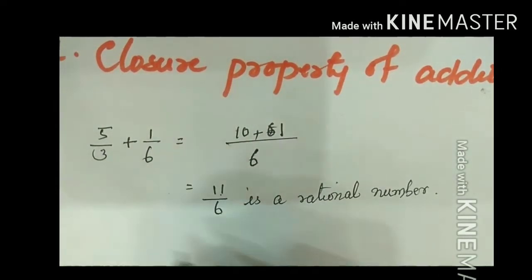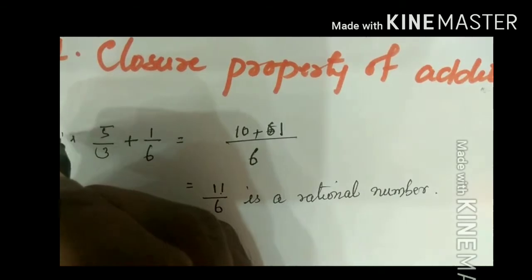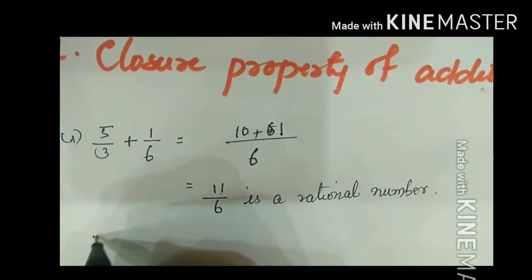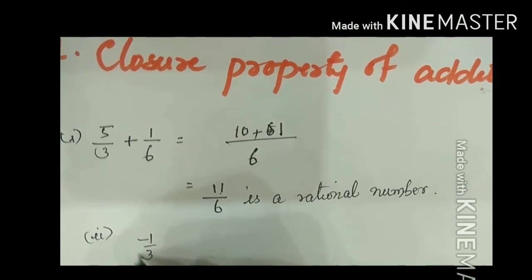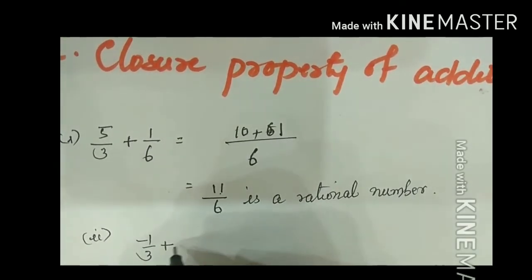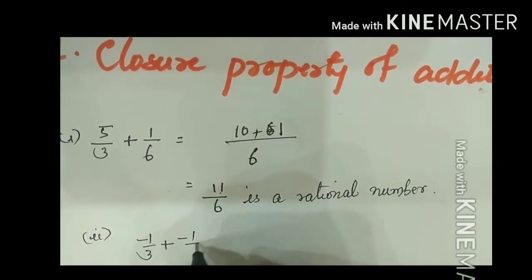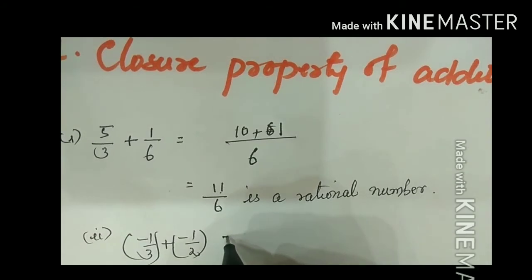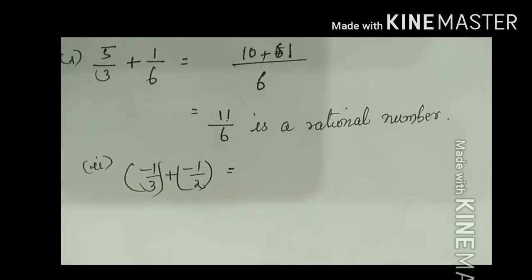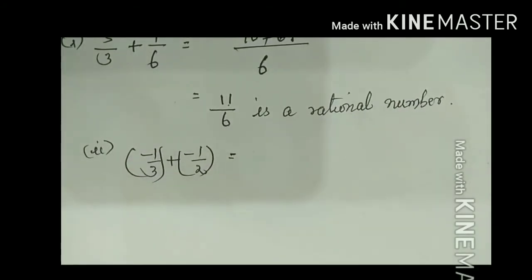I will take another example. Let it be 1. So this is equal to 2 minus 1 by 3 plus (minus 1 by 2). Okay, negative integers should be inside brackets. Alright, so what are we going to do? We are going to add minus 1 by 3 and minus 1 by 2.